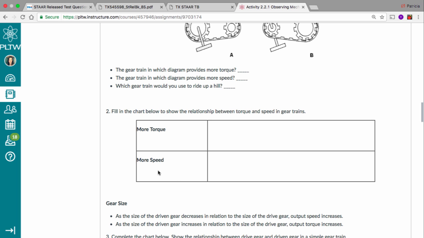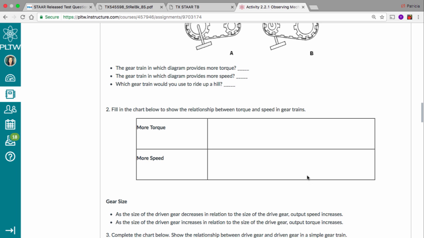On the flip side, if I want more speed, that means I must have less torque, so I want a smaller output gear. Okay?